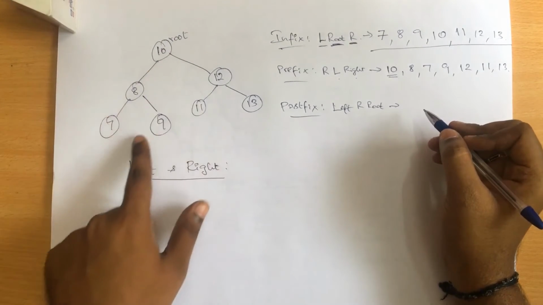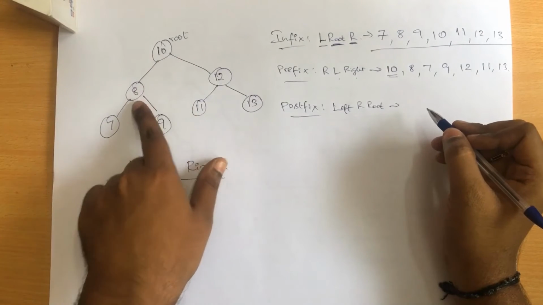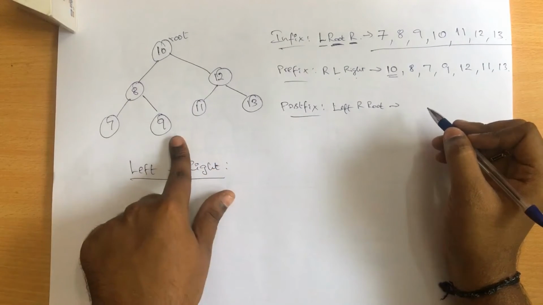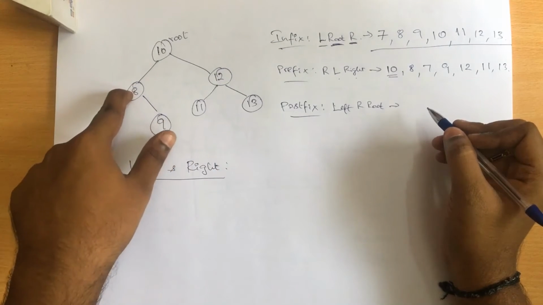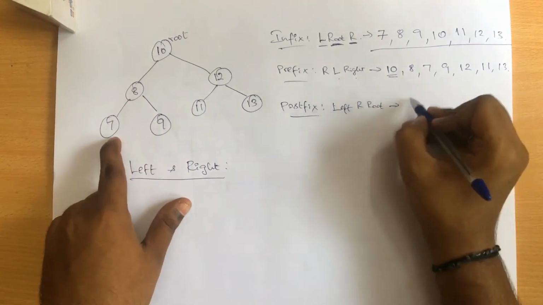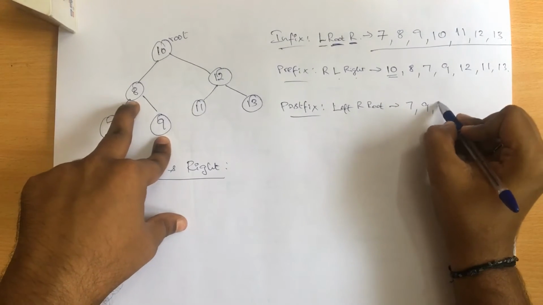So now let's try to decompose this tree into a postfix format. So first let me move with the root node. So 10, I cannot print 10 since it has left node. So left node is 8. Again 8 has 2 children. So first I have to focus on left node, then right node. Only after that it should be my root node. So left node is 7, right node is 9. After that root node is 8.